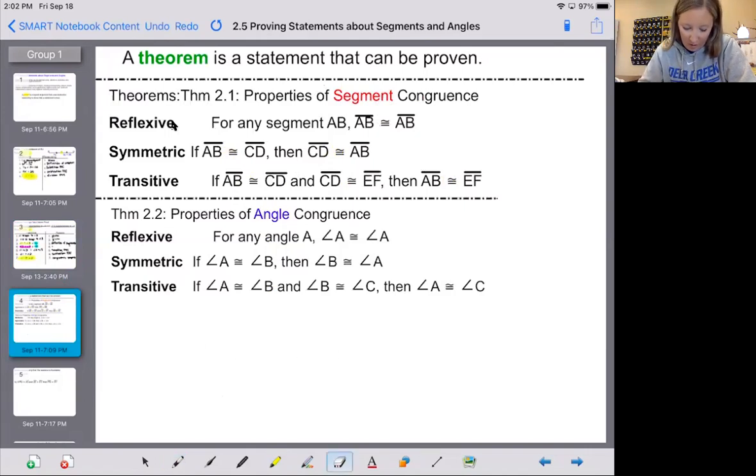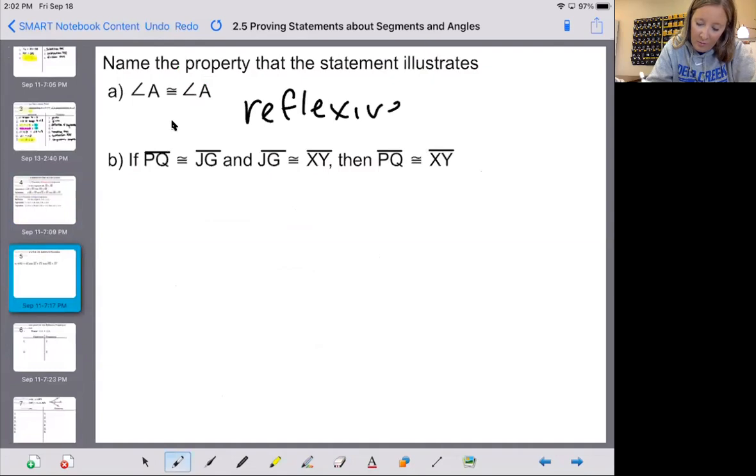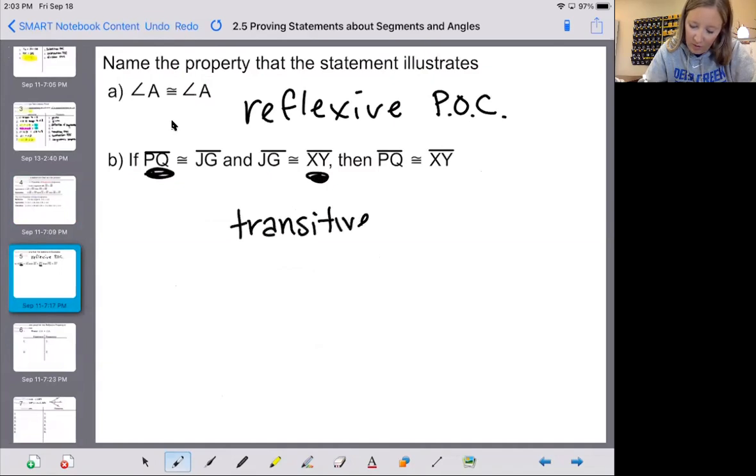All right, let's look at a couple more here. So name the property that illustrates this when something is congruent to itself. That is the reflexive property of congruency. When you have PQ congruent to JG and JG congruent to XY, if this is the same as this, then that is the transitive POC. All right, next problem.